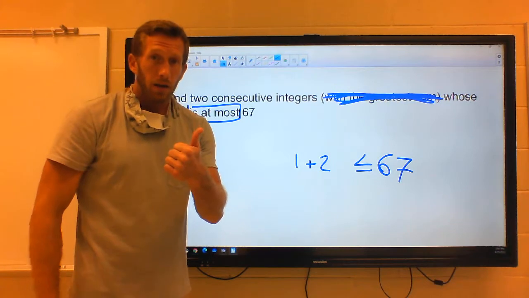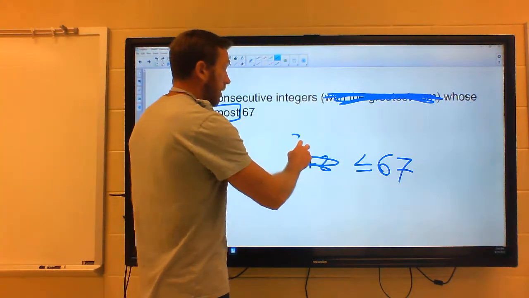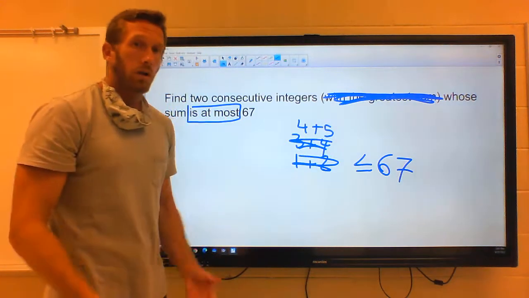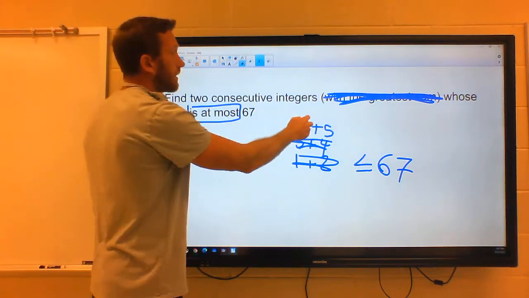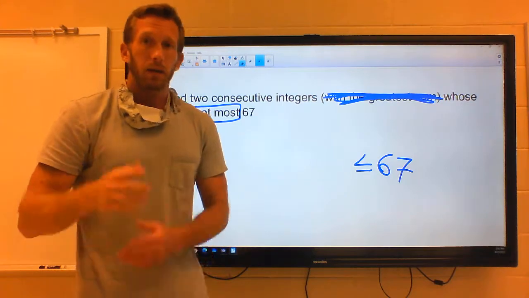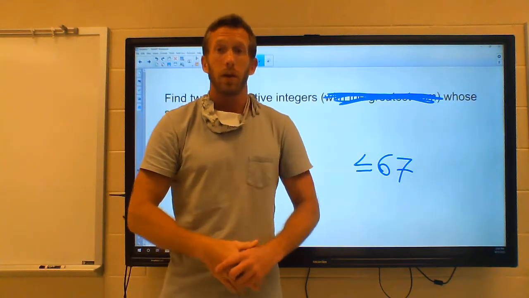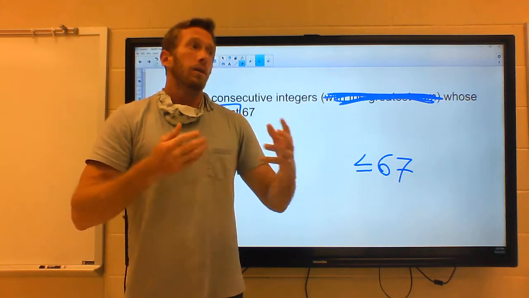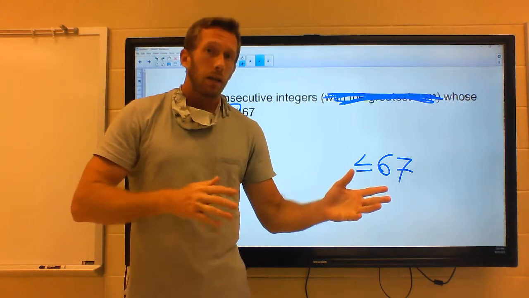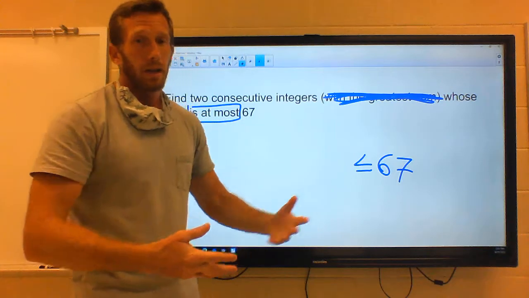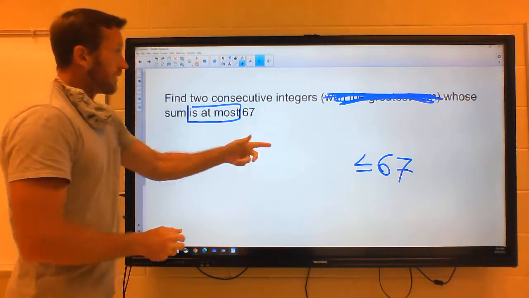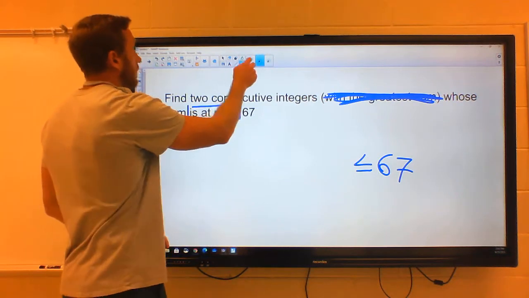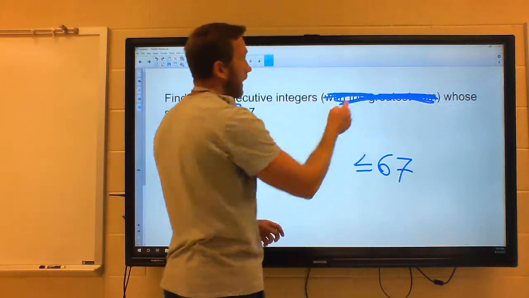Would you guys agree with that? Or I could say 3 plus 4, or 4 plus 5. Any of those numbers work. Consecutive means numbers in a row. They're integers in a row, so like 5 and 6 are consecutive integers. 10 and 11 are consecutive integers. 90, then 91, etc. I can pick a lot of combinations that add up to 67 or less. So that's why we add in these words right here.